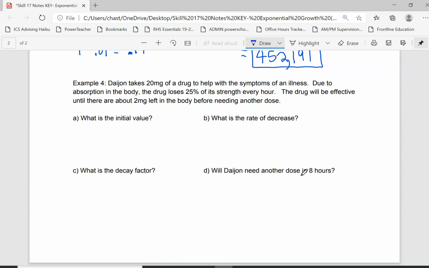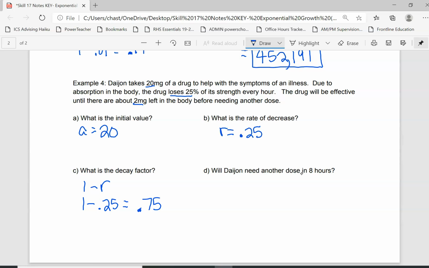All right, last problem. Dejan takes 20 milligrams of a drug to help with the symptoms of an illness. Due to absorption in the body, the drug loses 25% of its strength every hour. The drug will be effective until there are about 2 milligrams left in the body before needing another dose. What was our initial value? Well, we had 20 milligrams of the drug in the body. What is the rate of decrease? Well, we're losing 25%, so 0.25. The decay factor, 1 minus r, is how we figure that out. So 0.75.